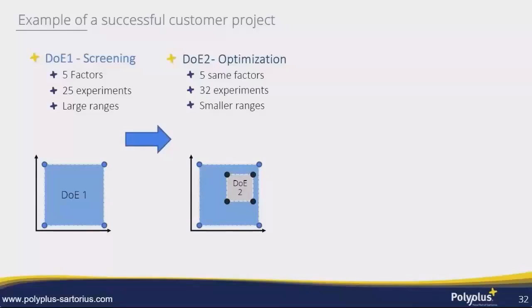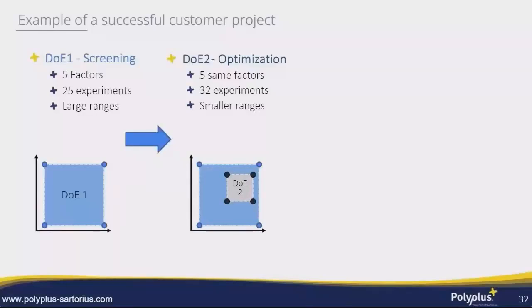So they came to me, and I provided a first DOE design that was more of a screening design. There were 5 factors, they did 25 experiments, and we had broad ranges. The goal was just to see which factors are important and how we can improve. Is it possible to improve the titer? This first experiment gave interesting results, but we saw that we were actually too broad.